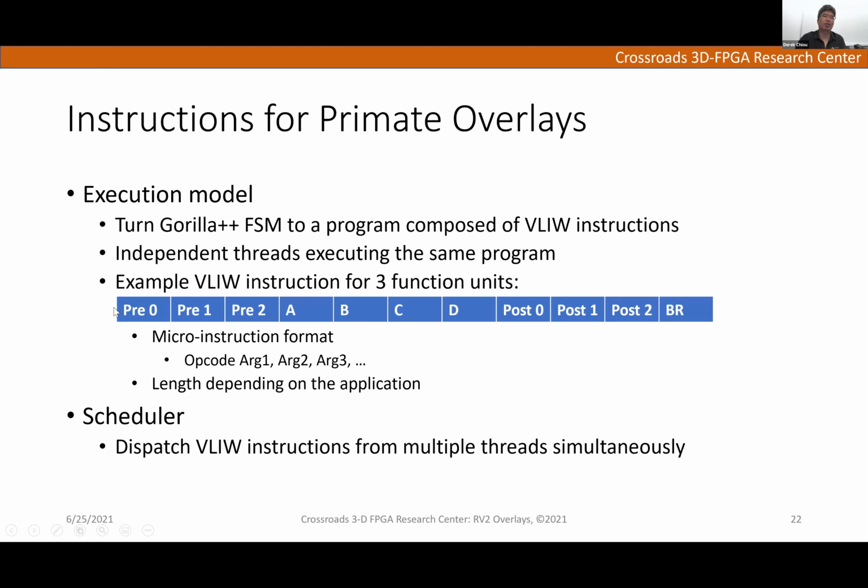We're not going to try to compress in the very early version. I mean, instructions, as we all know, are oftentimes compressed to some degree. We'll just lay it out as, you can think of this as kind of a microcode version, and then fundamentally use this as our initial set of instructions. The length is obviously going to be dependent on the application and the overlay that we're going to be generating for it. And then the scheduler will basically dispatch the VLIW instructions from multiple threads simultaneously.